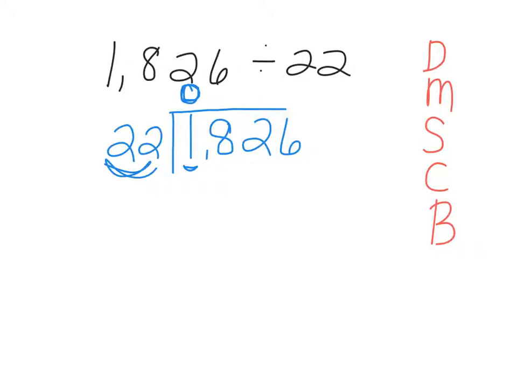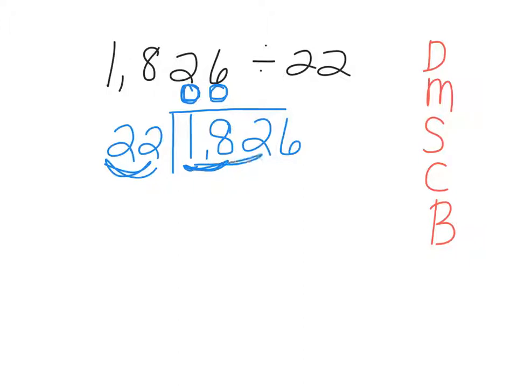Now let's look at the 8 wants to join the party. So how many times can 22 go into 18? Our divisor, 22, is still bigger than 18, so it can't go in. So we're going to put a 0 up top. All right, now let's keep going.